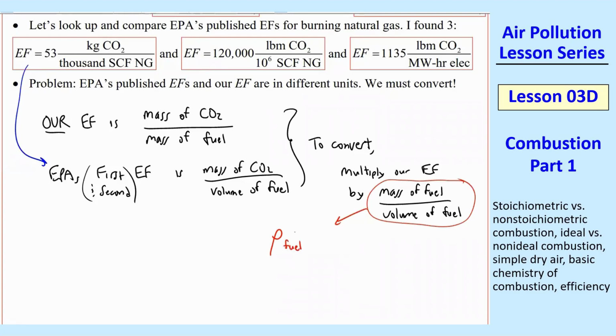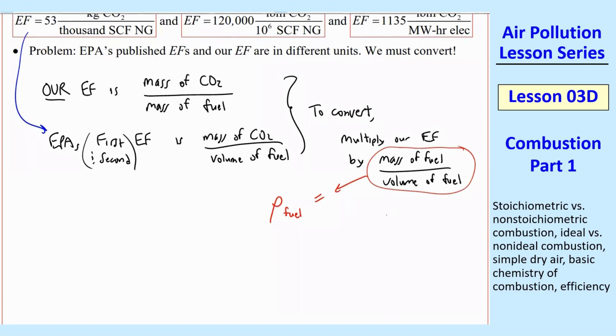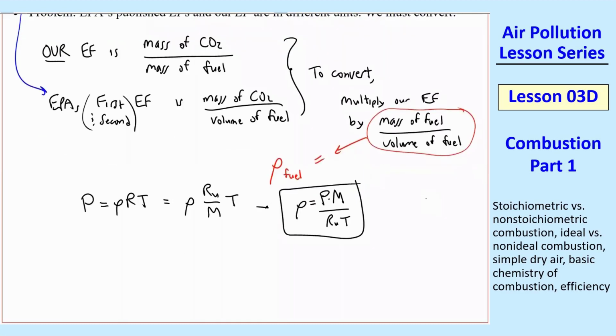So that's the density, and we can calculate that density by using the ideal gas law. The fuel is a gas, it's methane, so we approximate it as an ideal gas. So P is rho R T, or rho RU over the molecular weight of the methane, times T. So we can solve for rho is equal to P times molecular weight of the methane over RU T. And so this is the pressure and temperature of the exhaust gases.